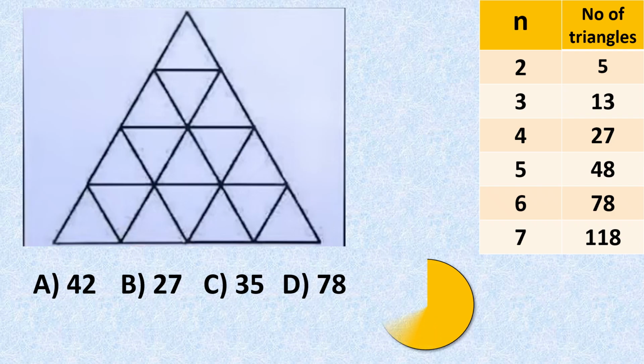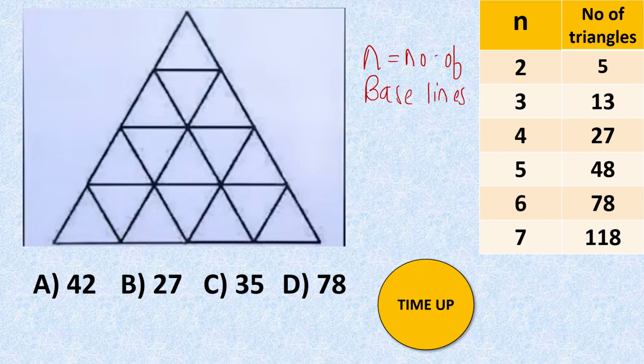Only check the number. N is the number of baselines. Okay, time up. So how many baselines are there in the given figure? 1, 2, 3, and 4. So 4 baselines are there.